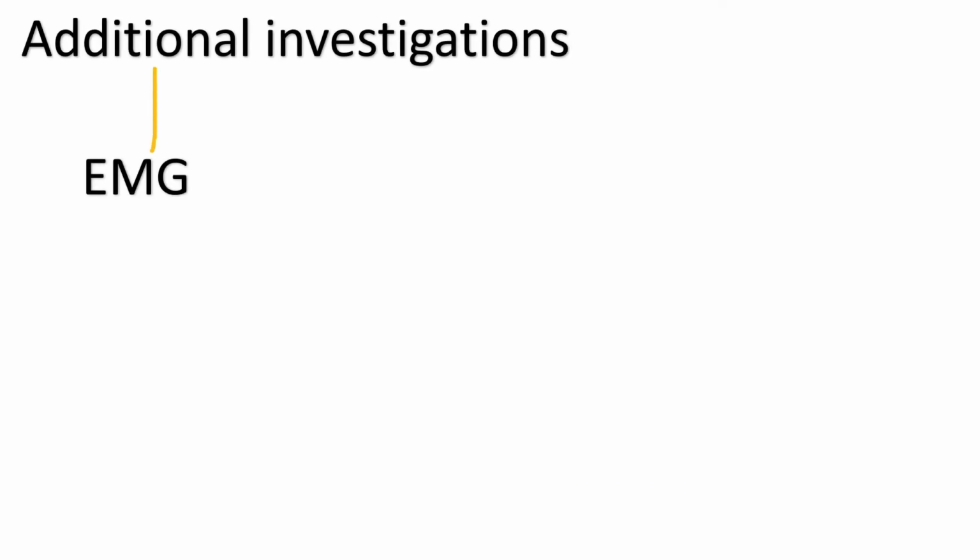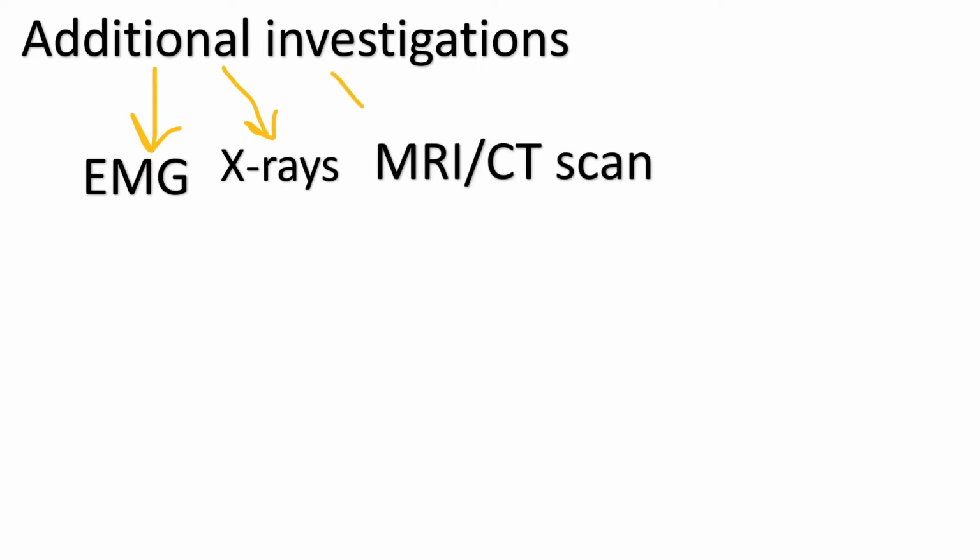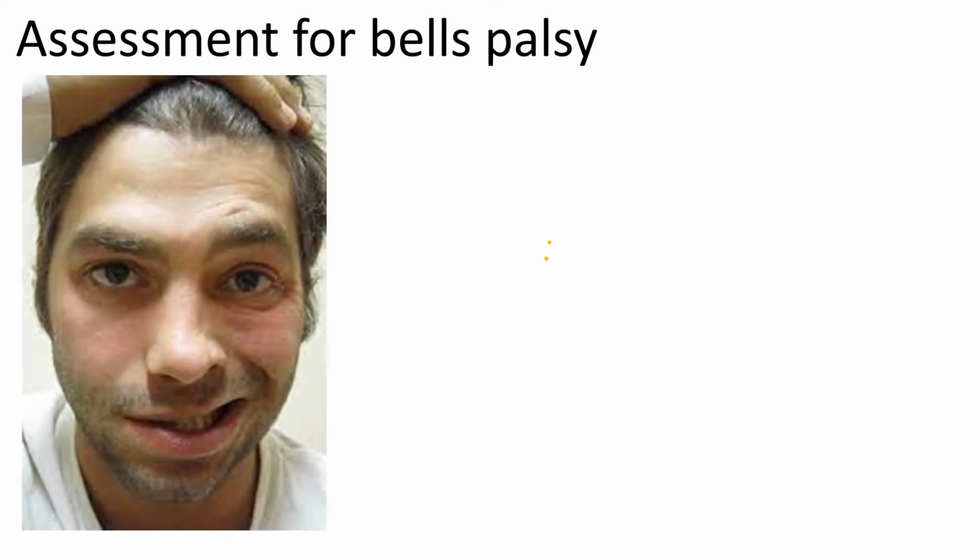Let's look at some other investigations you can consider in this case. EMG test. The severity and the extent of nerve involvement and the presence of nerve damage is determined. X-ray can help rule out infection or tumor. MRI/CT scan can eliminate other causes of pressure on the facial nerve. Now that you know about differential diagnosis, let's look at assessment for Bell's palsy.